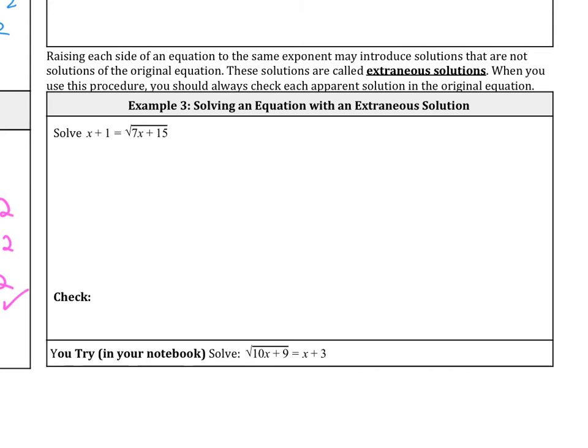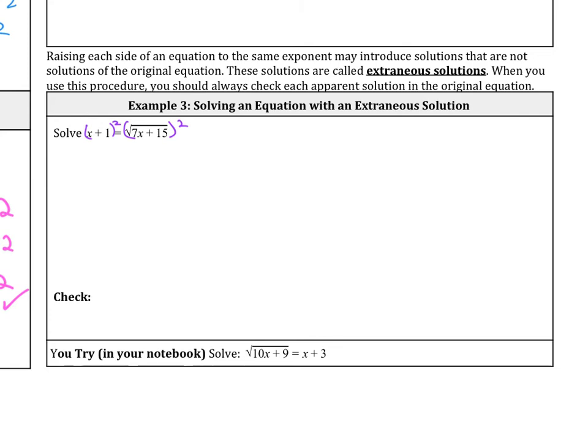So here we notice that our radical is already isolated. So what we need to do is what we've been doing before, is to square both sides of the equation. Now what's really important to note is on this left side you're squaring a binomial, and so we need to remember how to do that.